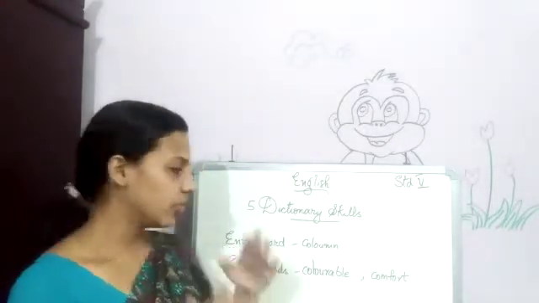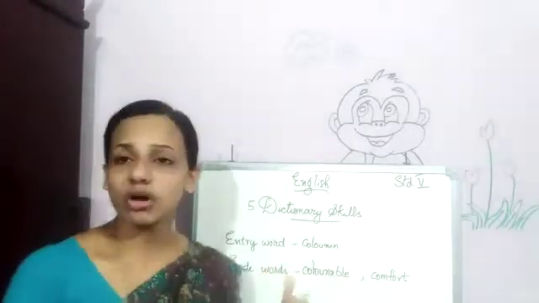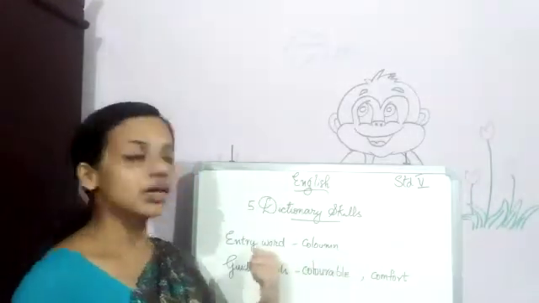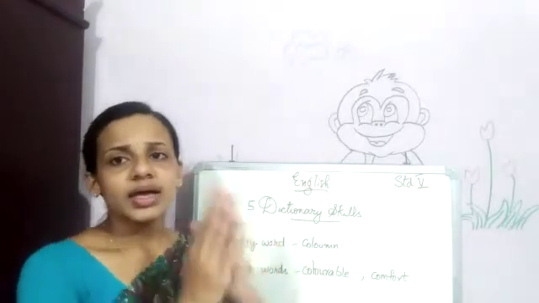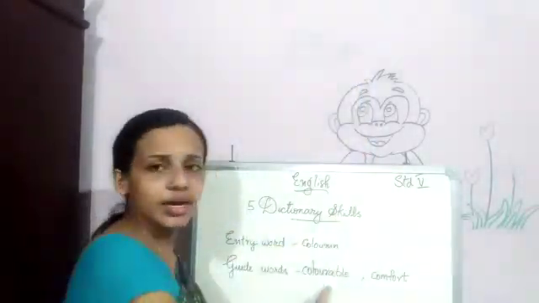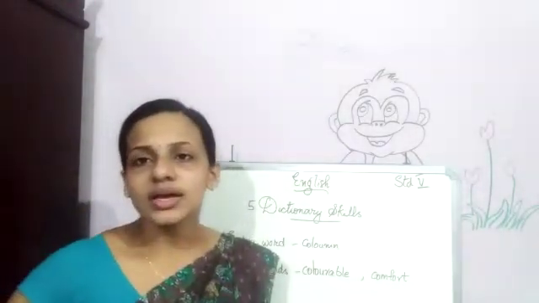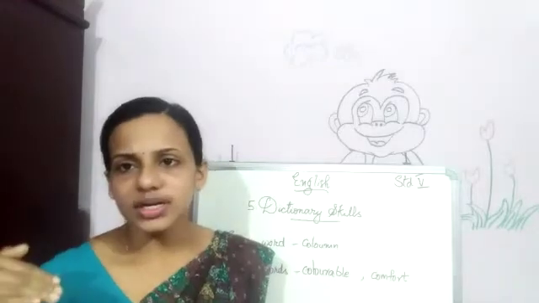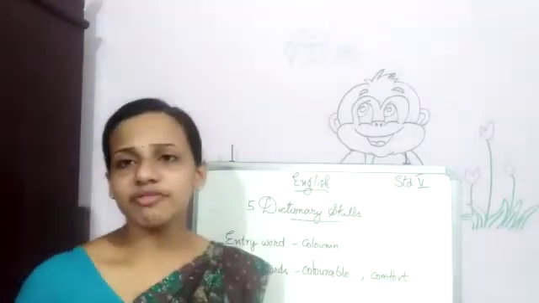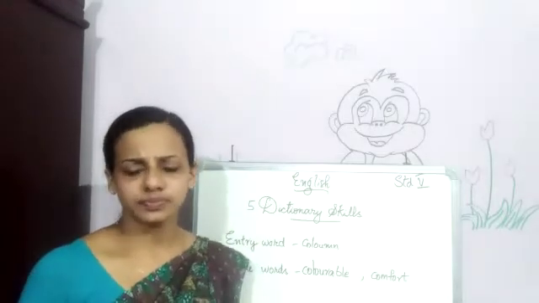When we go to find the meaning of the word column, column is an entry word, and on that page, in the top left corner, there will be the word colorable. That is a guide word, and on the right side, at the bottom, there is comfort. It is also a guide word. Is that clear for you?